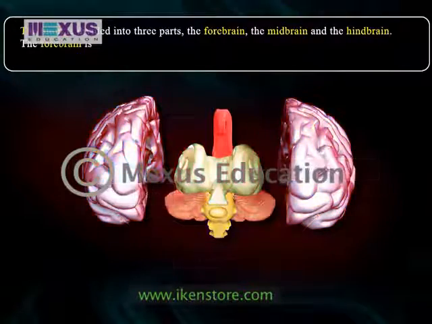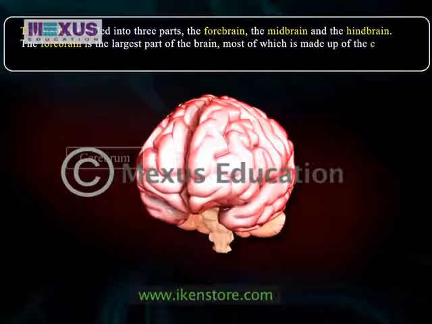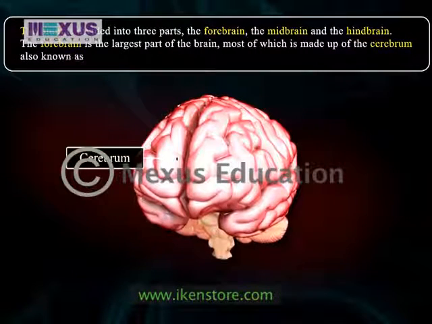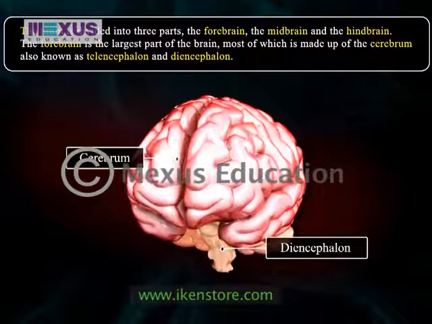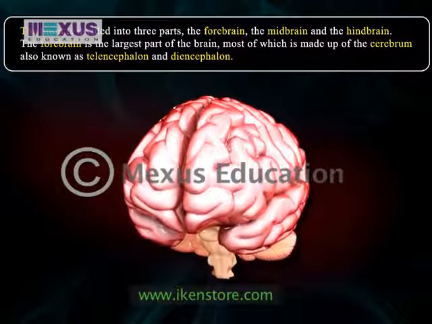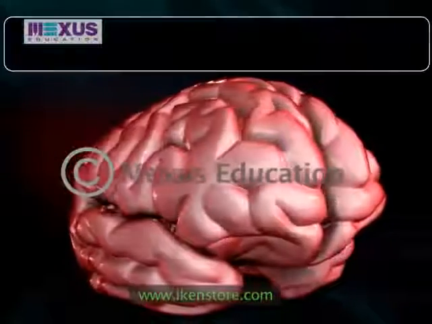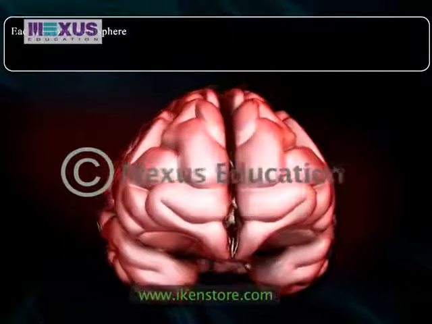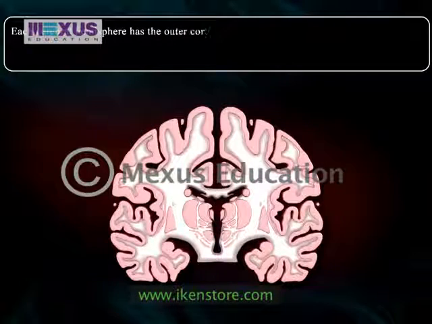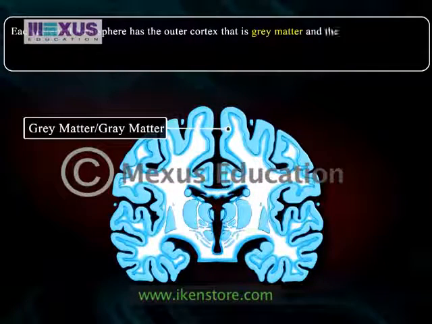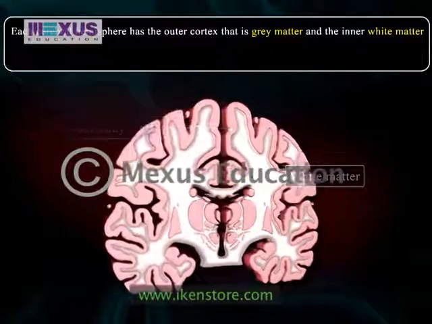The forebrain is the largest part of the brain, most of which is made up of the cerebrum, also known as telencephalon, and diencephalon. The cerebrum is divided into two halves called cerebral hemispheres. Each hemisphere is hollow internally and their walls have two regions: the outer cortex, that is grey matter, and the inner white matter. Grey matter contains cell bodies of neurons.